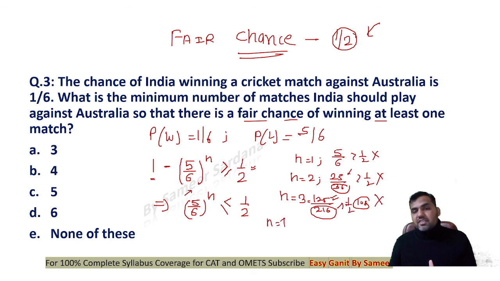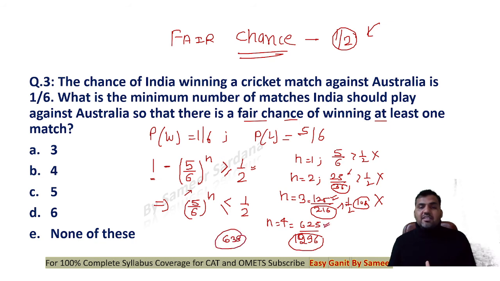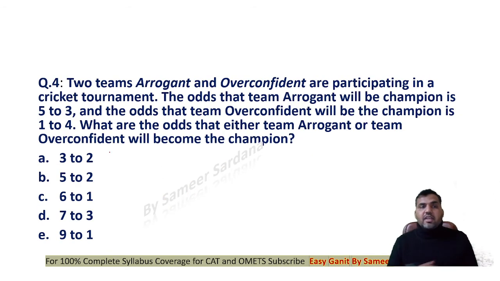If I put n as 4, guys, in the denominator I'll have 1296, and in the numerator I'll have 625. Now 50% of 1296 is, sorry, 648. And 625 is less than 648, so this is less than 1/2. That means the minimum 4 matches India needs to play so that they win at least one game.